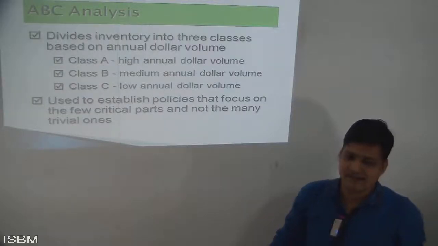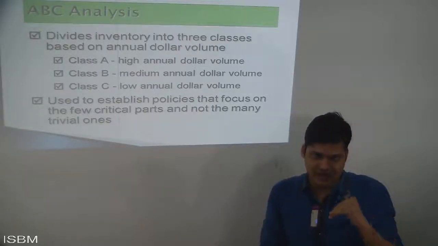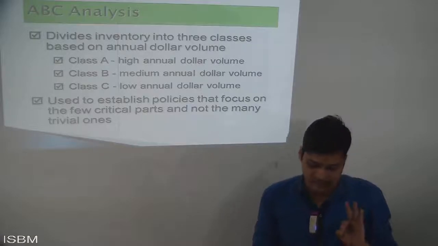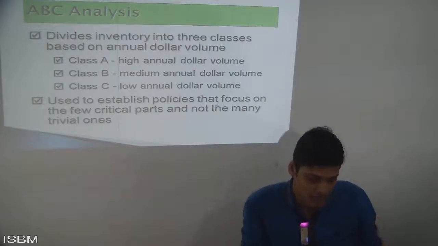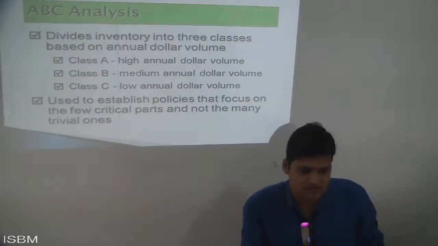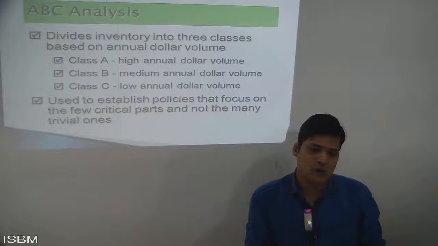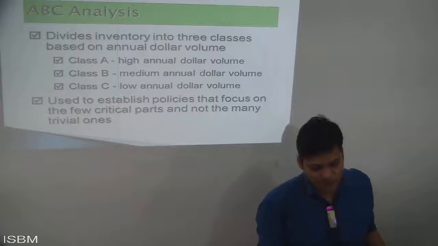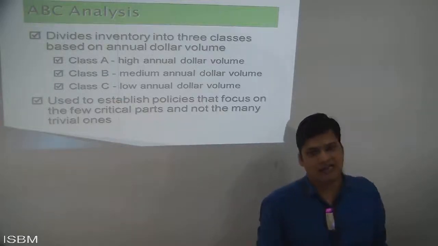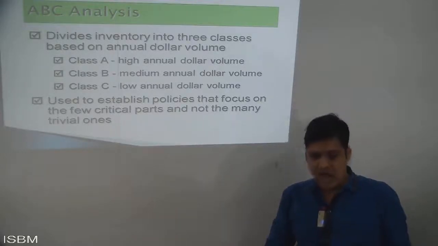Then there is ABC analysis, which we have told you about. It divides inventory into 3 classes. Each and every inventory item is divided into 3 classes based on annual dollar volume, that is, how much volume we require. Class A is high annual dollar volume, class B is medium, and class C is low. So we can bifurcate our products into 3 parts: class A, class B, and class C.